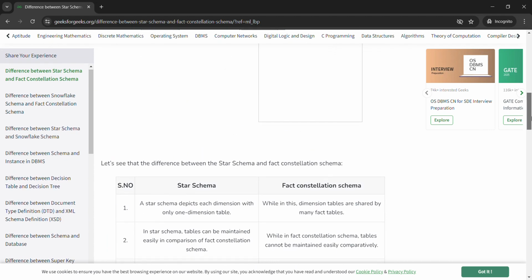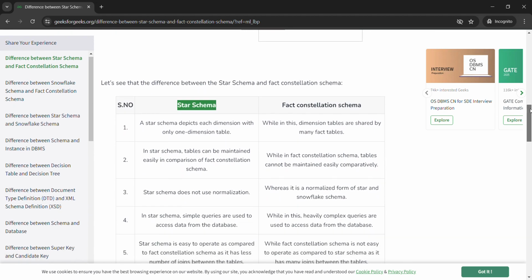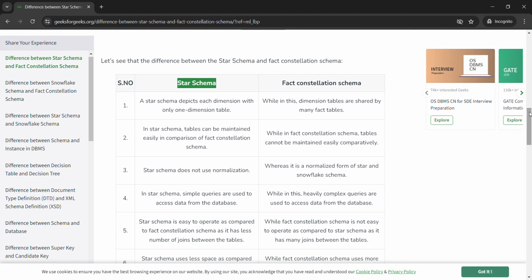So here you can see some differences mentioned, like what is star schema and what is fact constellation schema. The first point is a star schema depicts each dimension with only one dimension table, whereas in fact constellation schema, dimension tables are shared by many fact tables.